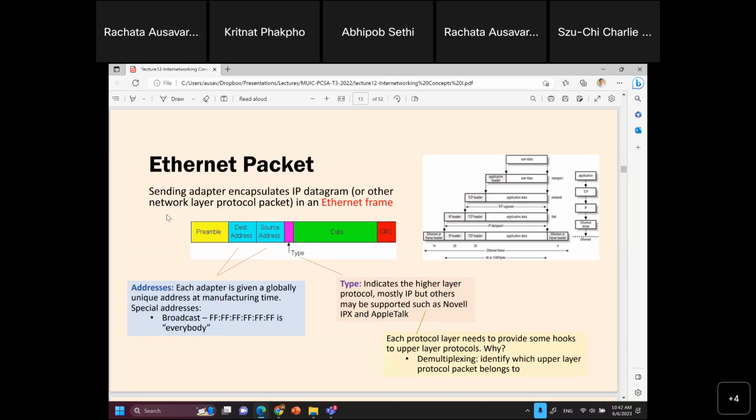That includes things like, where am I going to? Where am I coming from? What's the data? These are preambles that are specific to the Ethernet frame. The key idea is this is similar to snail mail. Think about it. What do you have to put on your envelope?